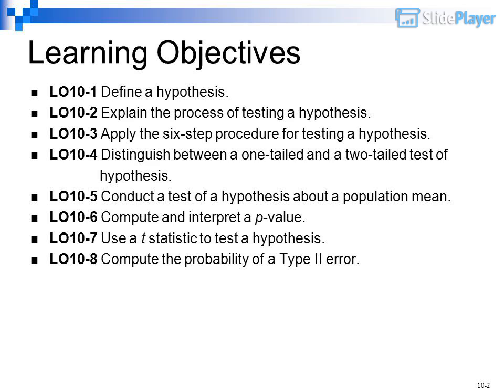LO10-2 Explain the process of testing a hypothesis. LO10-3 Apply the 6-step procedure for testing a hypothesis. LO10-4 Distinguish between a one-tailed and a two-tailed test of hypothesis. LO10-5 Conduct a test of a hypothesis about a population mean.